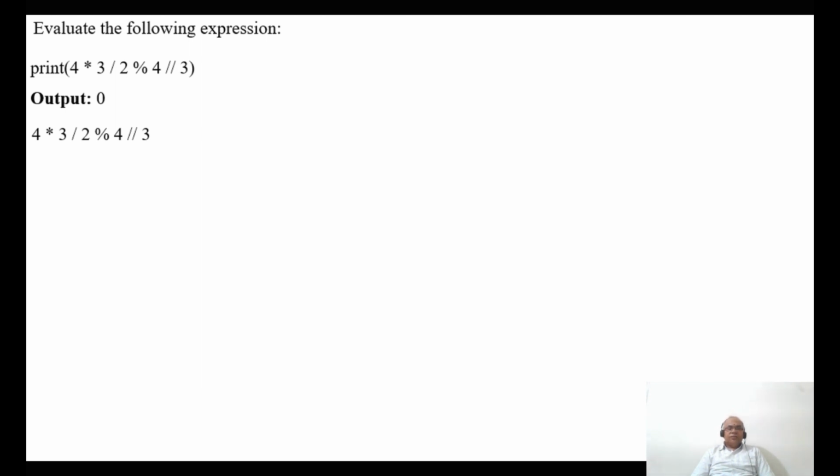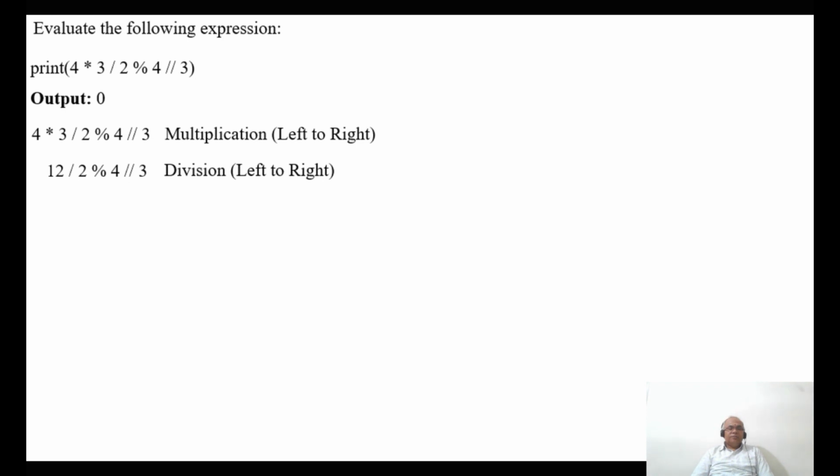All the expressions have the same precedence, so we have to start from left to right. That is the multiplication from left to right. 4 into 3 becomes 12. So 12 / 2 % 4 // 3. Now again we go for the division from left to right: 12 divided by 2 becomes 6. 6 % 4 // 3. Again you have the remainder, the modulus, left to right. 6 % 4 means 6 divided by 4.